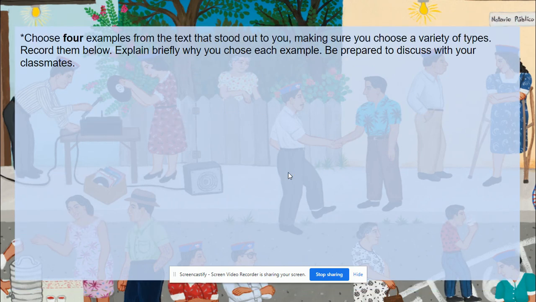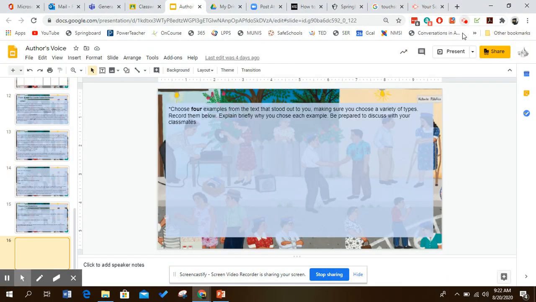And then, I just want you to pick 4 examples and put them here, just things that really stood out to you. And just tell me real briefly, it doesn't have to be a complete sentence, why you chose that example. Like, why did that phrase or sentence really stand out to you as showing you who the narrator is as a character? And so that is it for that assignment.